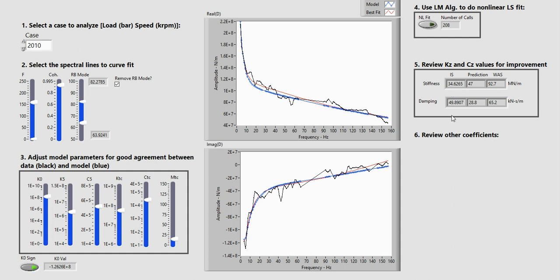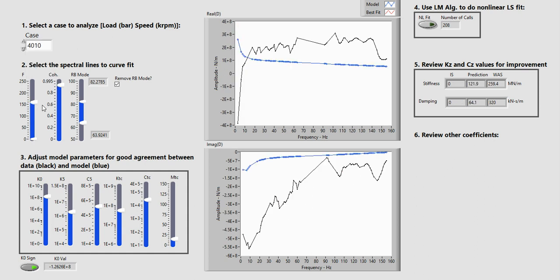So much closer. And the same is true for the damping estimate. So I started with this case, the 20 bar specific load, 10k RPM spin speed case, because these are my best data. Now I'm going to use a case that I think is marginal, but still workable, and that's the 40 bar specific load 10k RPM case.